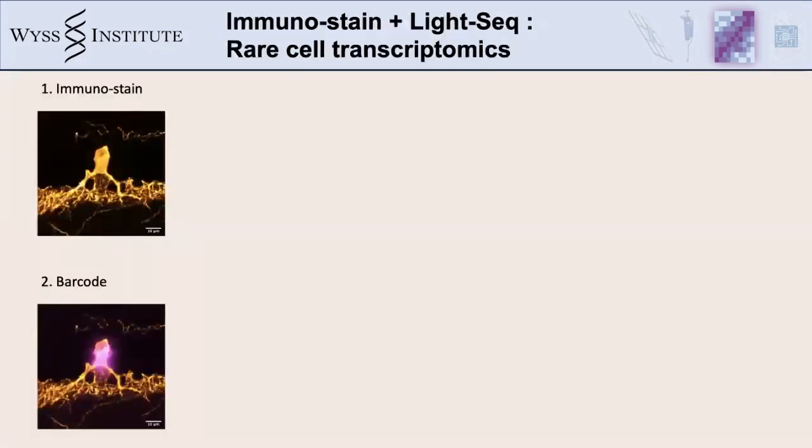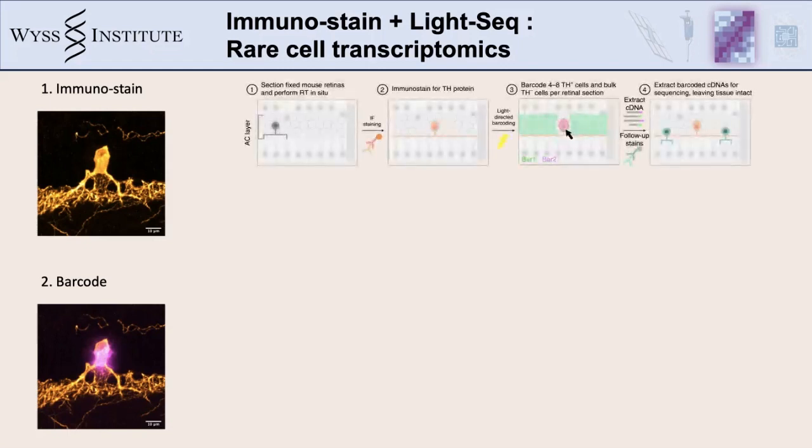And finally, to summarize the rare cell transcriptomics, the rare cell transcriptome was really enabled by the fact that we could do an immunostain in addition to the Light-Seq protocol on the same sample. And I'm showing the protocol that we did here. We actually kind of switched the order of operation. In the cell mixing experiment I showed earlier, we did the sequencing first, and then we followed up with a protein stain.